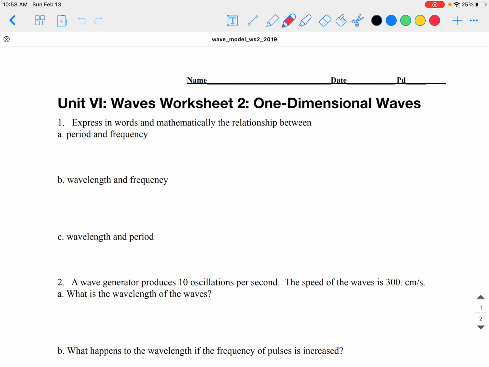We're working on the AnsKey video for worksheet 2 in Unit 6, which is just understanding relationships and vocabulary. The relationship between period and frequency is that they are reciprocals of each other. Period is represented by a capital T, and it is the time for one cycle, while frequency is the number of cycles per second. So they're inversely related.